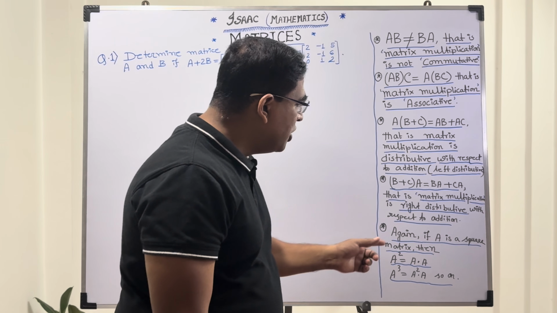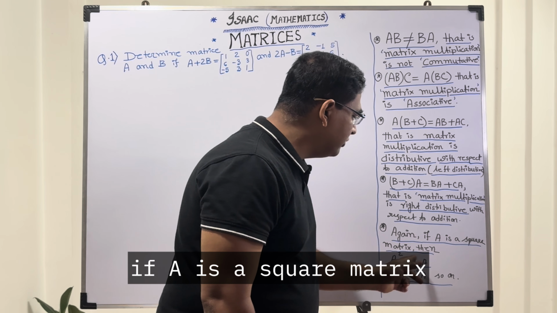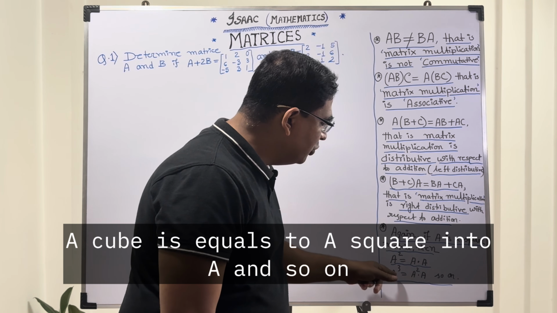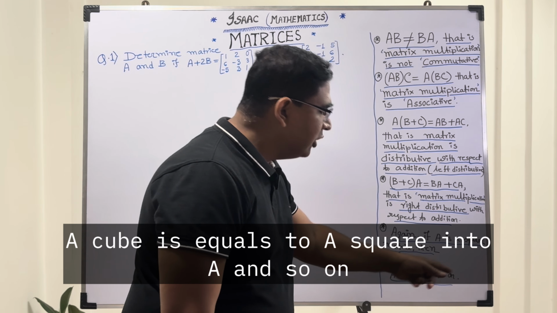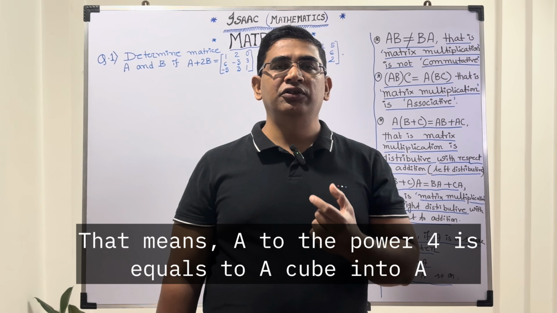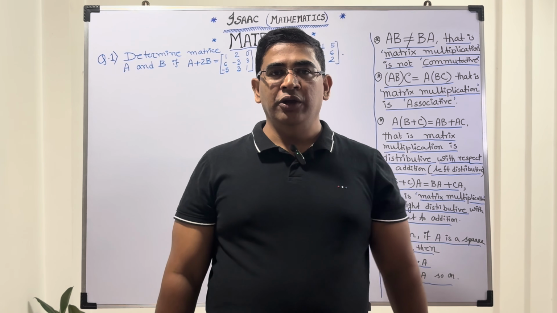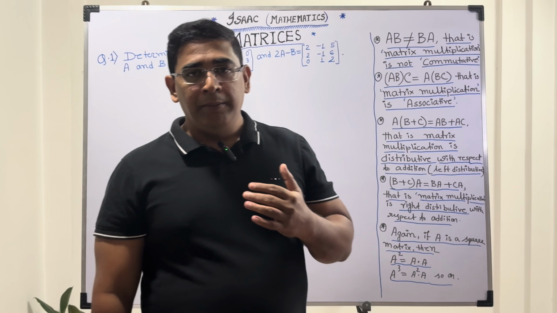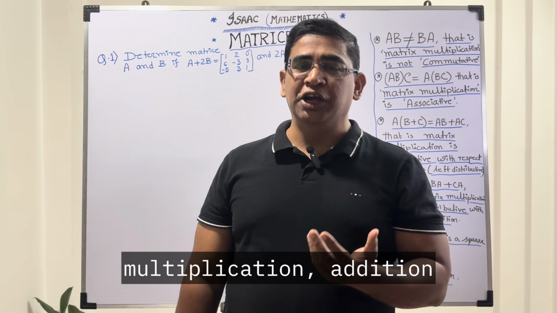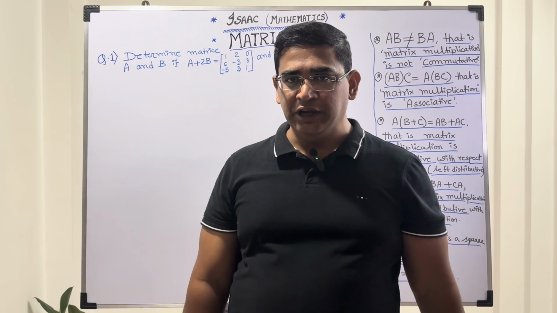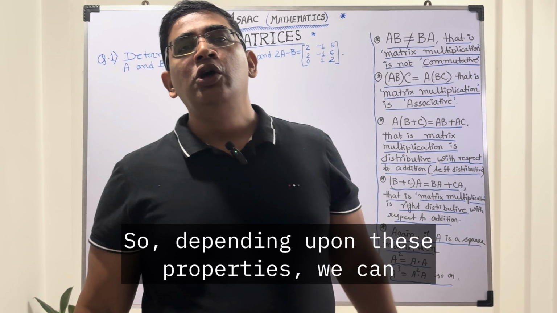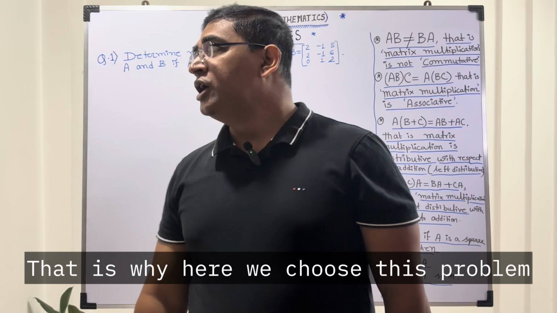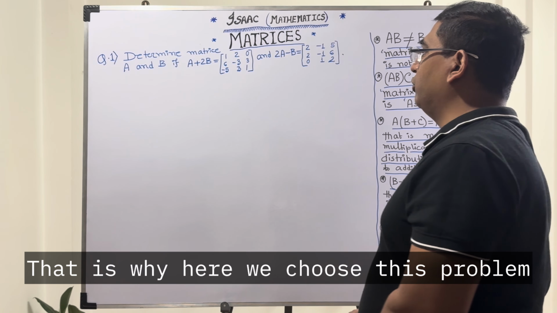Again, if A is a square matrix, then we can write A squared is equal to A into A, A cubed is equal to A squared into A, and so on. That means A to the power 4 is equal to A cubed into A. So these are the main properties of matrix multiplication, addition, etc. Depending upon these properties, we have to solve some problems. That is why here we choose this problem.